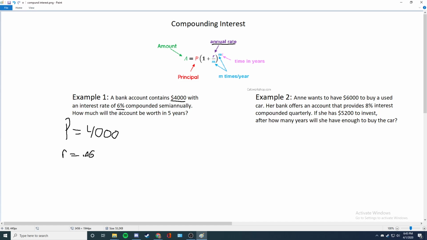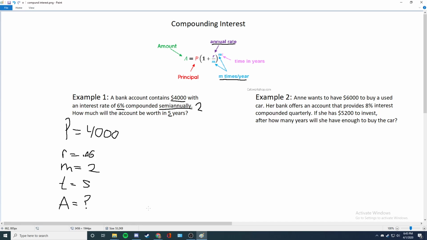Next, it tells us that that 6% is compounded semi-annually, which means that it's compounded 2 times per year. This 2 times per year comes up in the M, the times per year variable. So M in this case is 2. And then it says how much will the account be worth in 5 years, where T is the time in years. So T is equal to 5. And since it wants to know how much the account will be worth, that means that A is what we're finding.